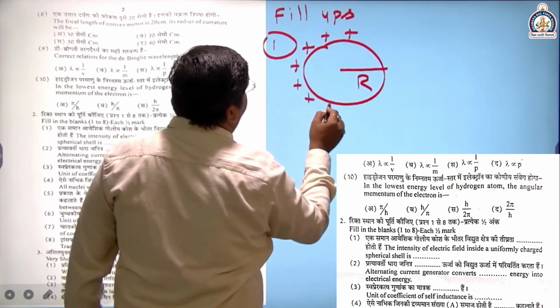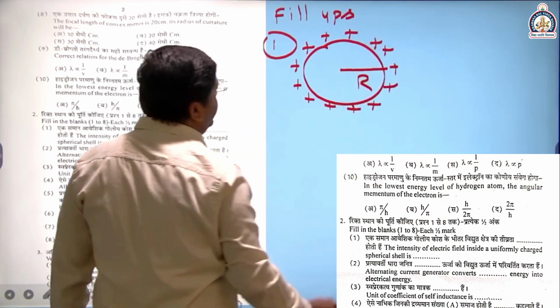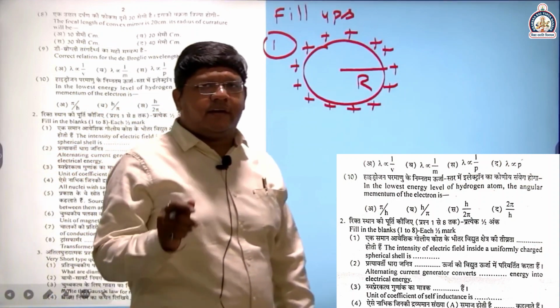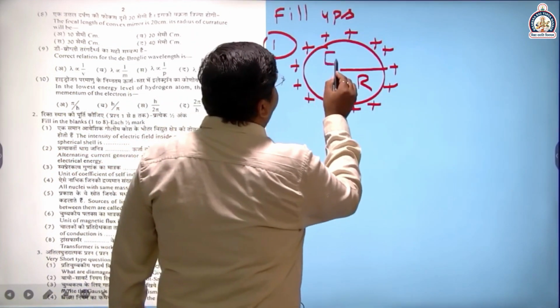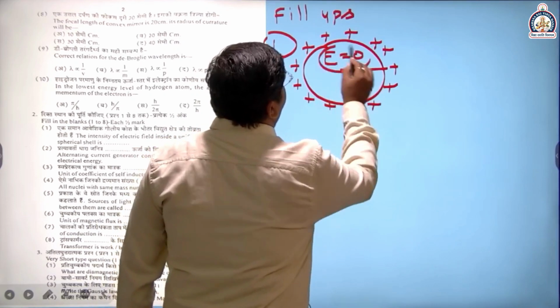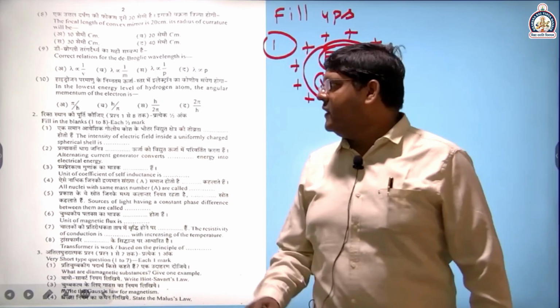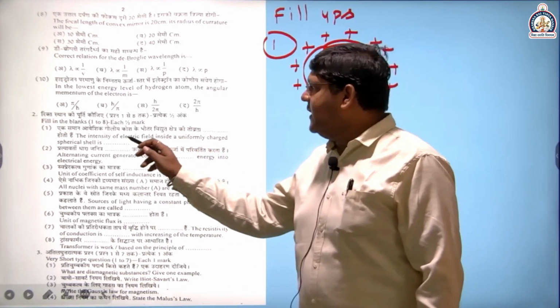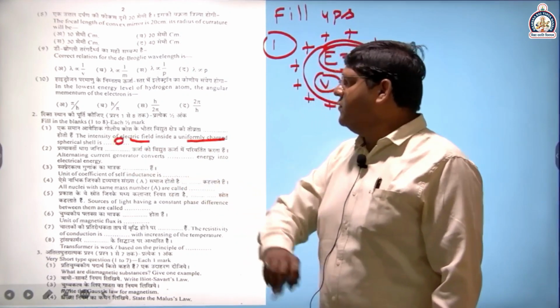This is one of the common MCQs and one of the common Phillips for all examinations. What will be the value of electric potential and electric field? As we all know, electric field inside is always 0 and electric potential is the same everywhere. So in the question, the intensity of electric field inside is always equal to 0.